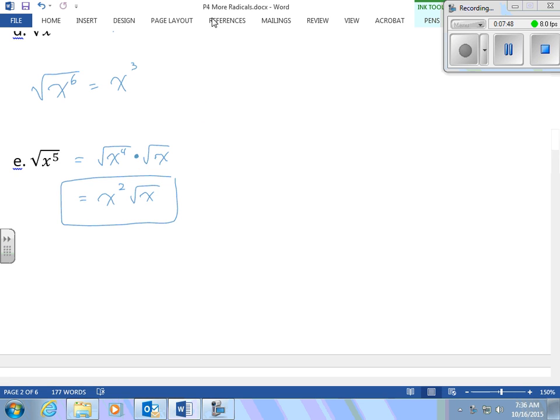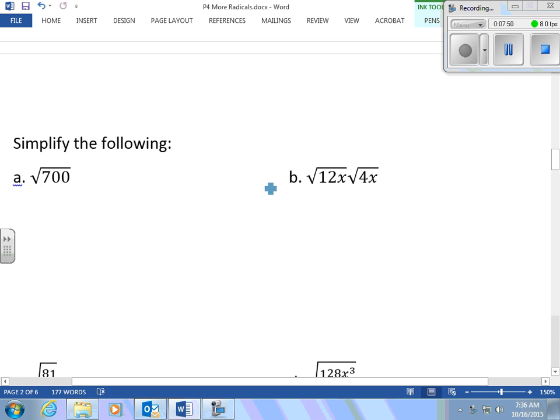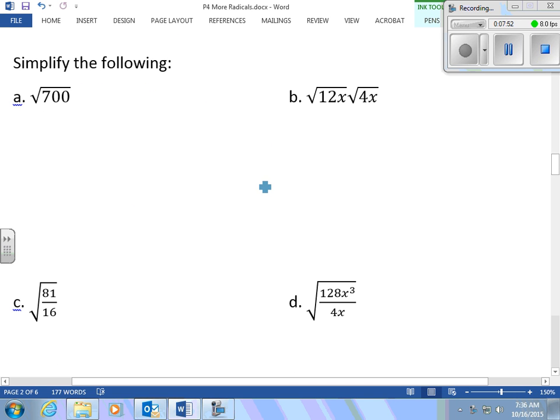All right, let's take a look at a few more where we're simplifying. Some of these look like ones we've done before, and then some of them have the x's in them, so they look a little bit more abstract. We have looked at ones like the square root of 700 before, and we looked for perfect squares that were factors of 700. In this case, it would be 100 times 7 gives us 700, and the square root of 100 is 10, so that's 10 root 7. So we've done questions like that before.